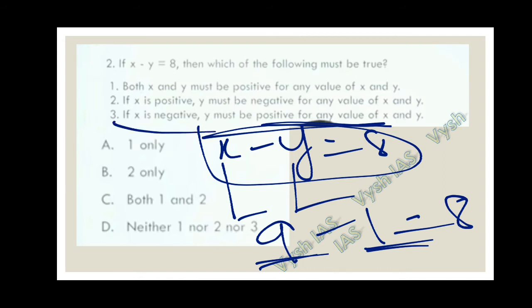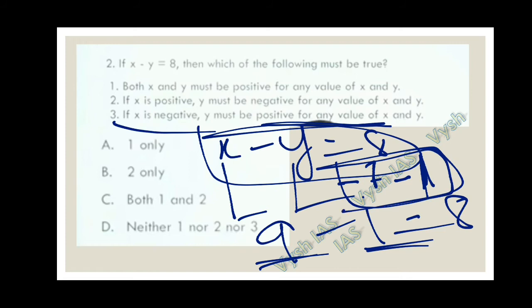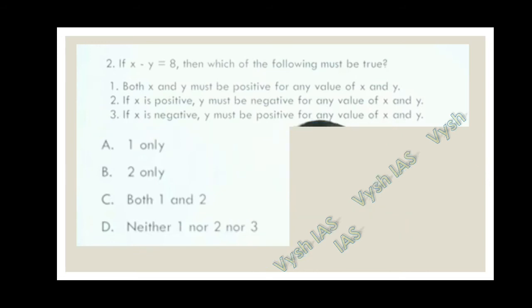In statement number 3, if x is negative, y must be positive for any value of x and y. So if x is negative, for example if we take -7, and take y as 1, which is a positive number, -7 minus 1 is -8. So if we keep a negative number in the place of x, the resultant value will always be negative. So statement number 3 is also wrong. So neither 1, nor 2, nor 3 is correct for question number 2. That is, option D is correct.